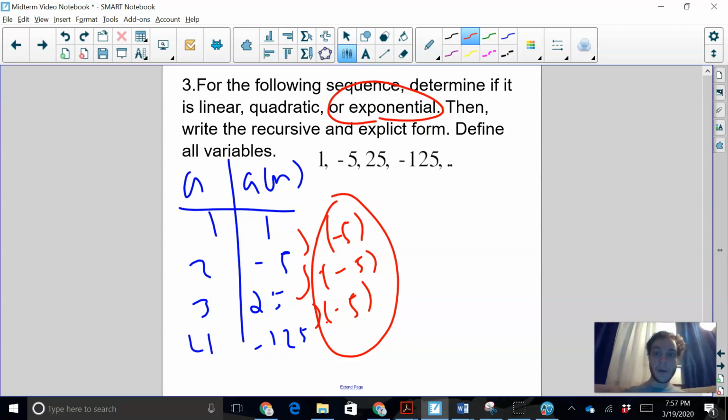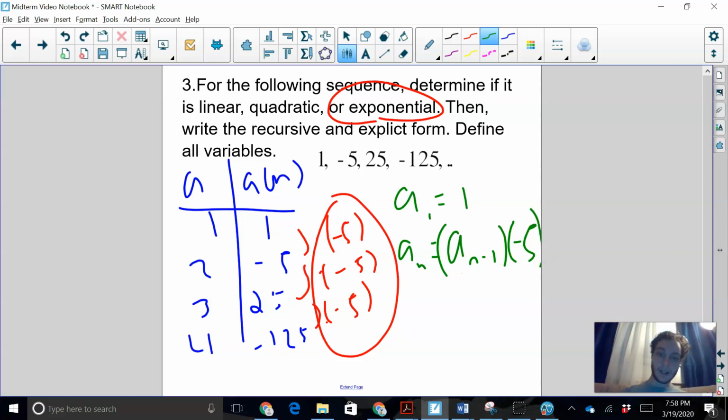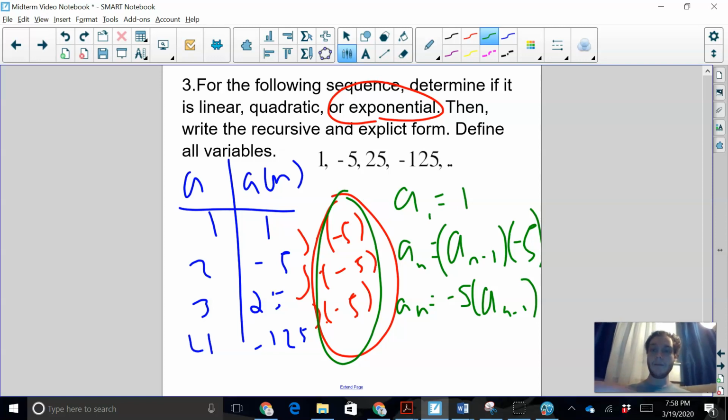So if I want to write this recursively, we know a sub 1 is going to be 1, and a sub n is going to be the previous term times the ratio, which is -5. You can write this a plethora of ways. You can also write it this way, if you like to have the coefficient first. This here in the green is your recursive.